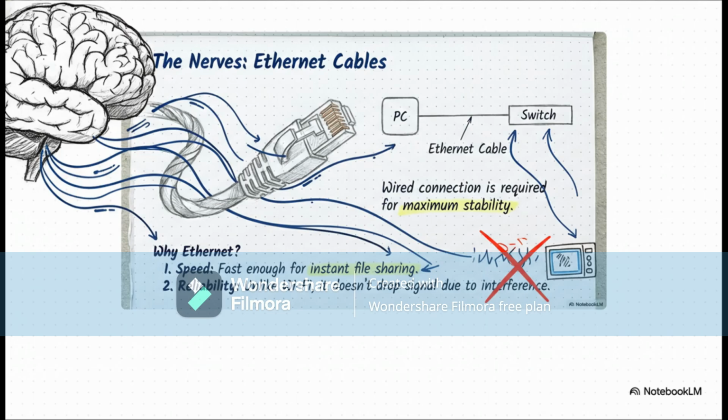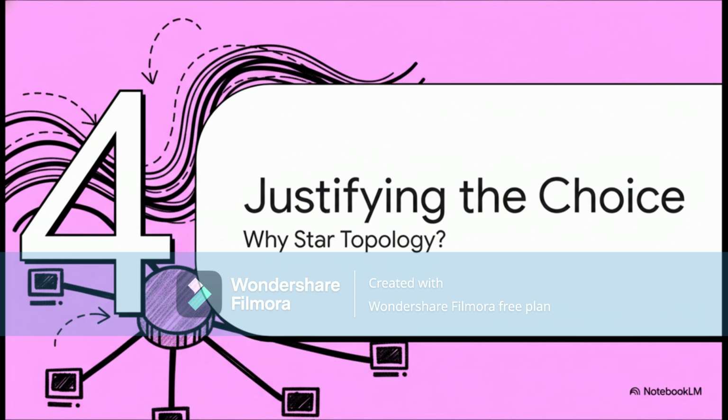nerves connecting everything together. Now, we're choosing a wired connection instead of Wi-Fi for two huge reasons: speed and reliability. A physical cable just gives you that rock-solid, stable, and fast connection that won't let you down. So we've got our parts, a switch, and a bunch of cables all arranged in a star. But why is this the best choice?